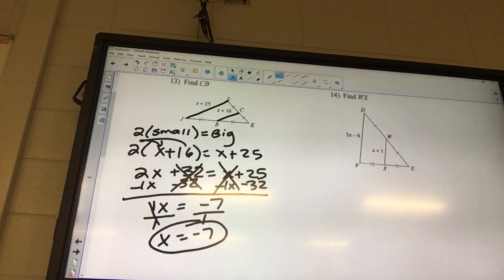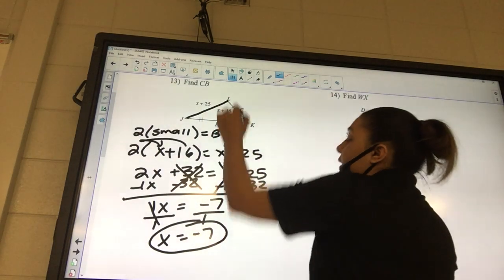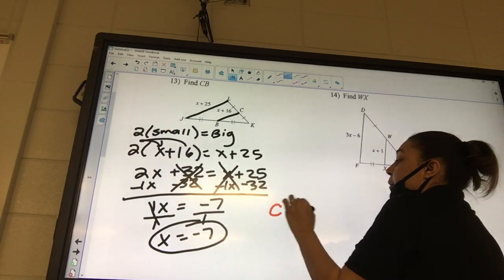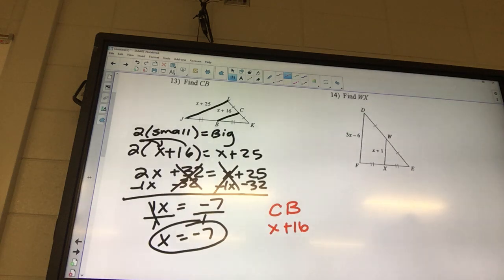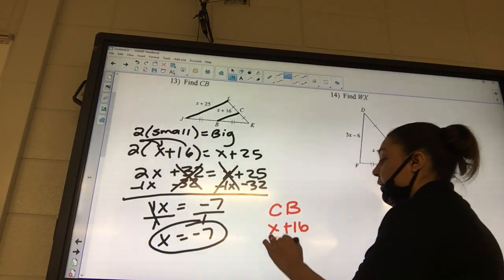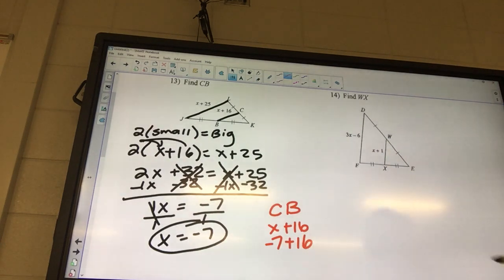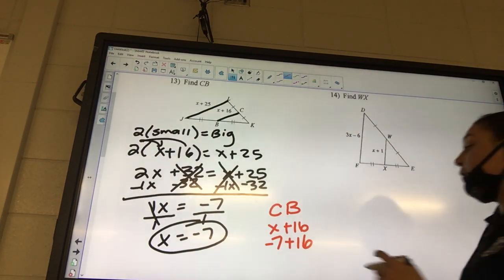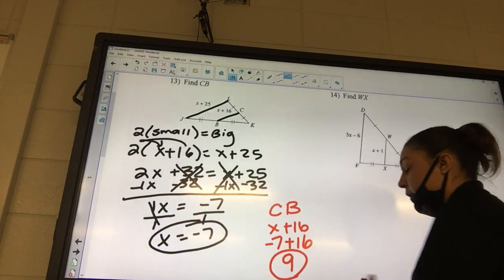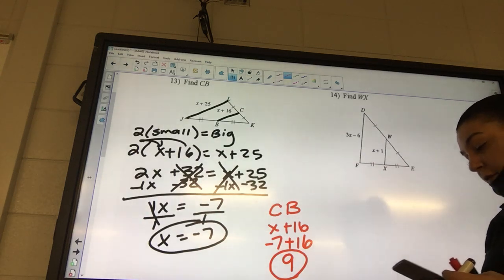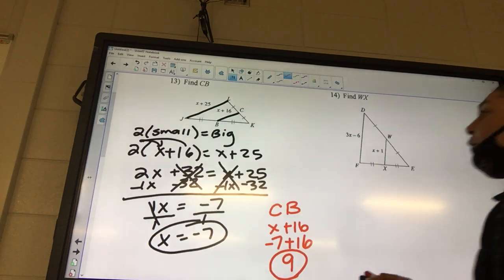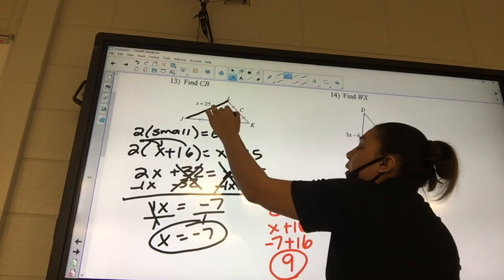What segment are we trying to find? Because plug it back in where? CB. Okay, so we're trying to find CB, which is x plus 16. And what is our x value? Negative 7. So negative 7 plus 16 is 9. I want to say 9, but my math is not great. So, yeah, I feel like it's 9.